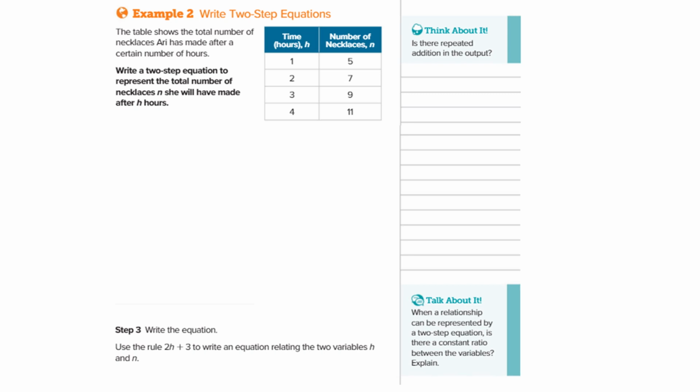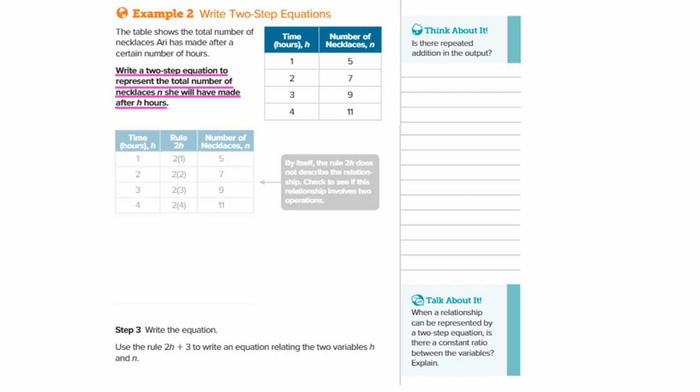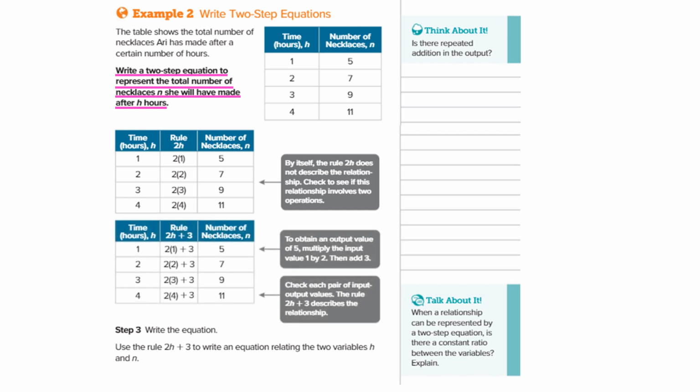When I see an example that I need to do, it says this table shows the total number of necklaces that Ari has made after a certain number of hours. It says to write a two-step equation to represent the total number of necklaces N that she will have made after H hours. So when I start looking at this information, I see that I go from 1 to 5. And as we looked at before, we asked, well, am I making so much per hour? Well, then it would have to increase by 5. So that really doesn't work, right? So I can't just say I'm going to multiply 2 by this certain number to get the final answer. It doesn't work for me.